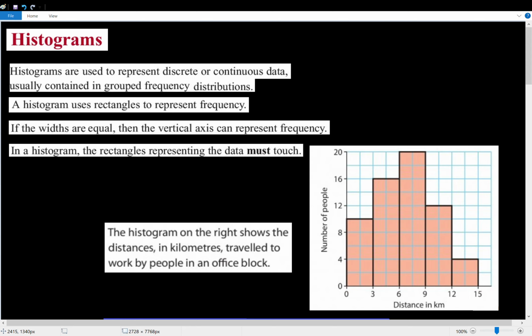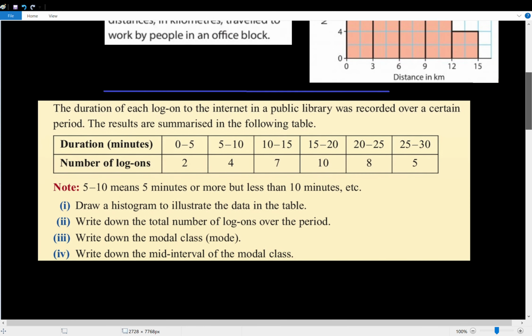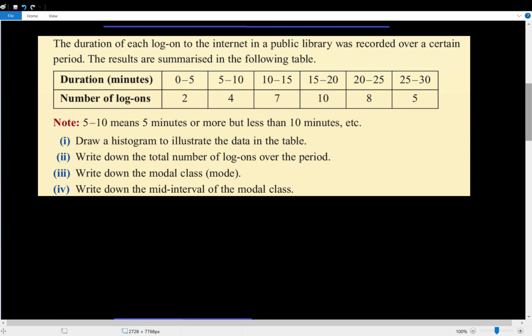Let's take a look at an example of a question we might be given where we're asked to put one together ourselves. So, the duration of each logon to the internet in a public library was recorded over a certain period. The results are summarized in the following table. So we can see our durations were laid out in 0 to 5, 5 to 10, 10 to 15, 15 to 20, 20 to 25, and 25 to 30 minutes.